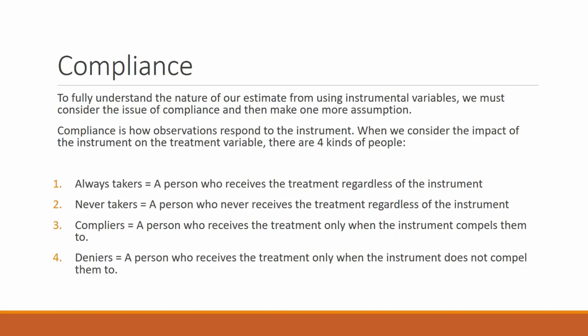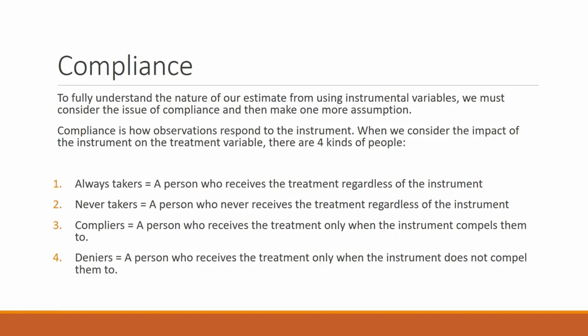To fully understand the nature of our estimate from using instrumental variables, we must consider the issue of compliance and then make one more assumption. Compliance is how observations respond to the instrument. When we consider the impact of the instrument on the treatment variable, we can have four kinds of people. I'm going to define these four kinds of people, and then I'll use one of our examples from earlier to illustrate it because I think it'll make it more clear.